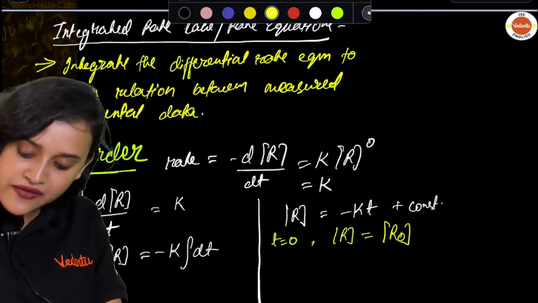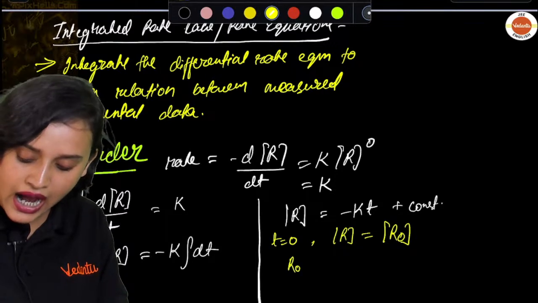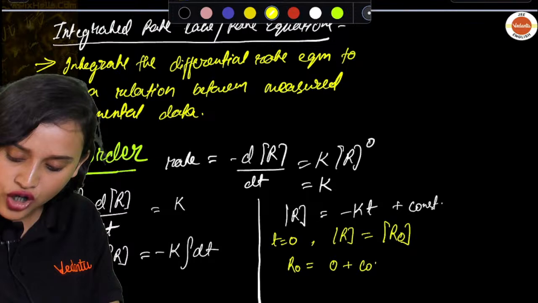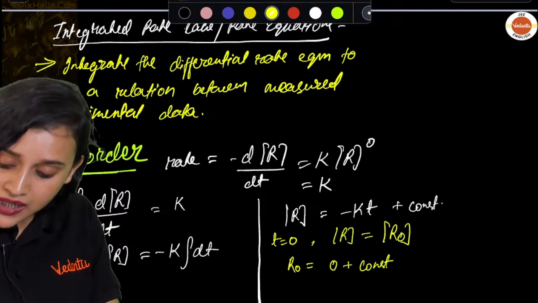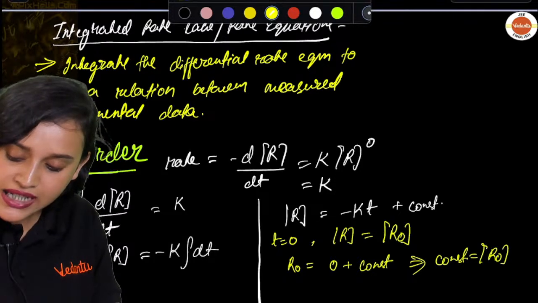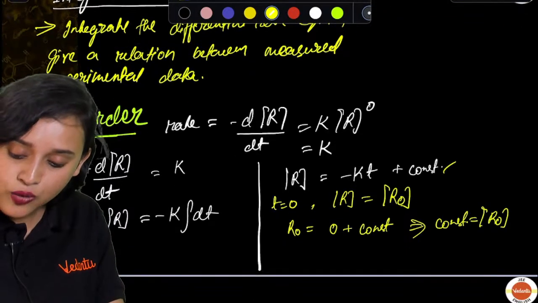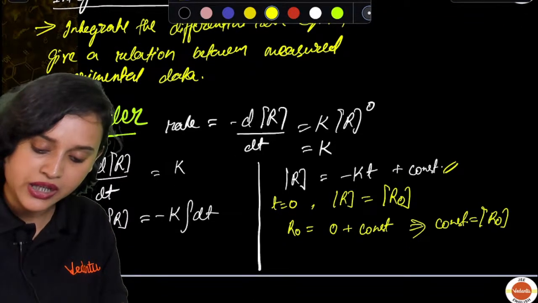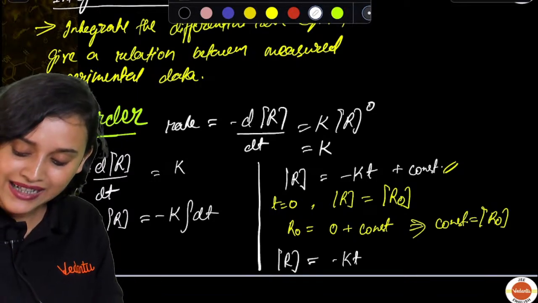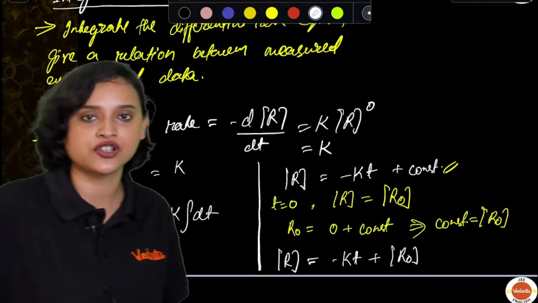So if I put this value here, then what will happen? I will get R naught equal to 0 plus constant. That means my constant itself is equal to R naught. Now this particular equation becomes capital R equals minus Kt plus R naught, everybody. Pseudo first order is done. Pseudo first order reaction is done.